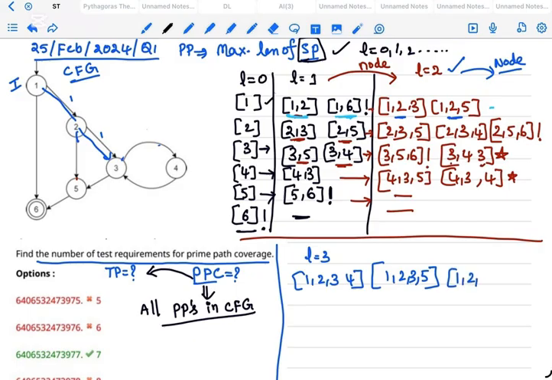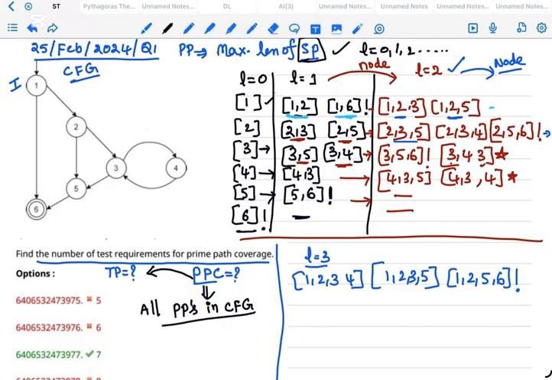Next, 1 to 5. Extend 1 2 5 to the next node. It will become a length 3 simple path. So that is 1 2 5, extend to 6, right? 1 2 5 6. This is the end node, exclamation mark. Is it possible to extend to any other node? After 5, only 6 is there. No other nodes are connected, so it's not possible to connect to the next node. So these are completed.